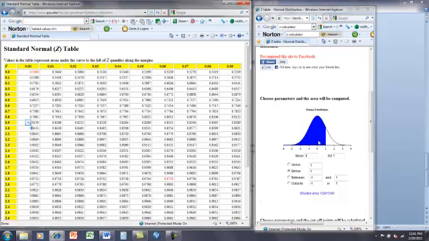And so the idea here is that a tabled value represents the probability of seeing something. And here the tabled value means that you're 84.13% likely in a normal distribution to see a z-score of 1 or lower. So the tabled value is always a probability of seeing something in this sort of setup. And that's what the z-table represents. Let's say it a little bit differently.